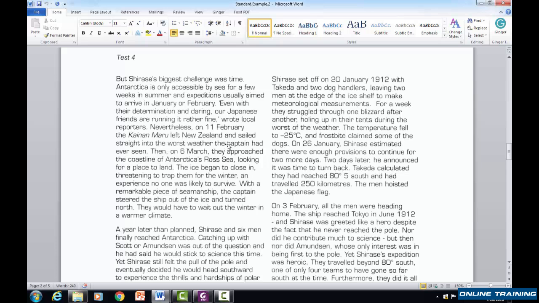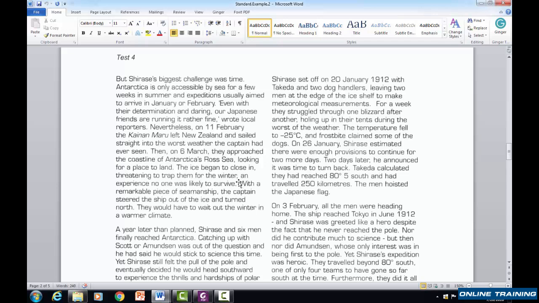So here we have two sentences with the captain. We have this sentence right here with the captain, and we have this sentence right here with the captain. Okay? So we're looking for what it tells us about the captain. I'm going to have to look at both of these sentences. The first sentence tells us, nevertheless, on the 11th of February, the Kainan Maru left New Zealand and sailed straight into the worst weather the captain had ever seen. So this sentence tells us it was the worst weather the captain had ever seen.